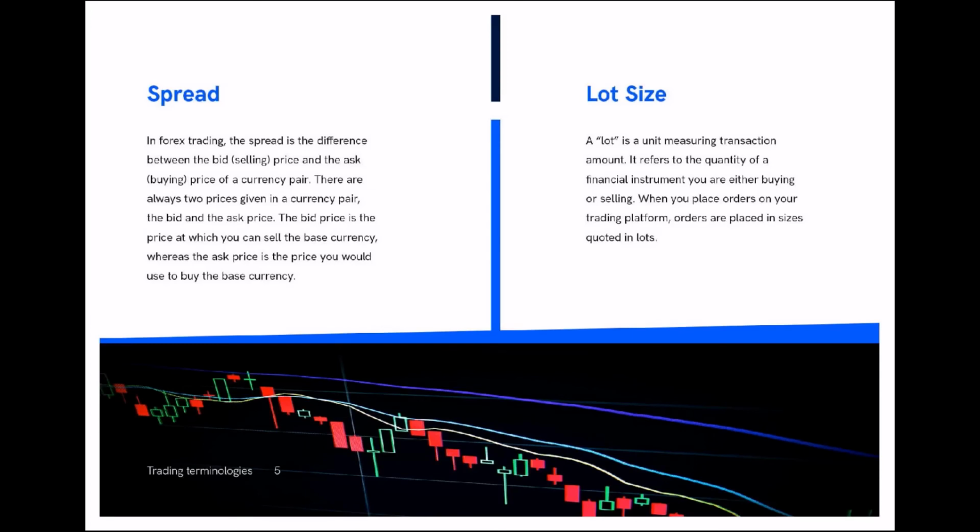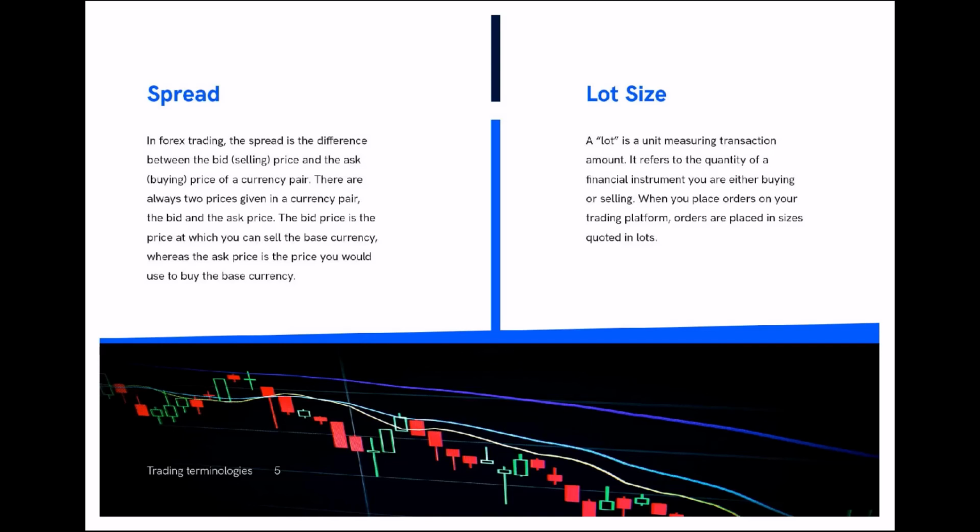Spread and lot size. Let's talk about spread. In the Forex market, spread is the difference between the bid price, the price you're selling, and the ask price, the price you're buying. There are two prices given for any financial instrument, because the financial market is all about buying and selling. Those two prices are the bid price and the ask price. The bid price is the price at which you can sell your financial instrument, while the ask price is the price at which you can buy your financial instrument.